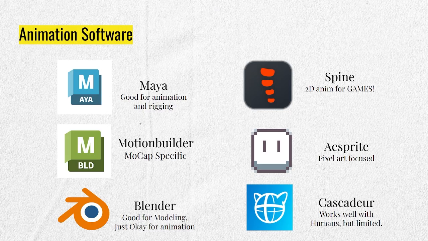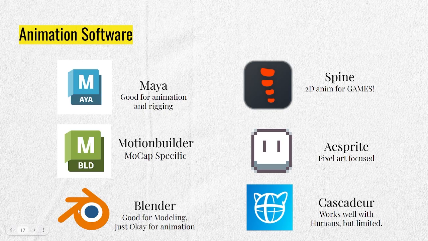Maya, good for animation and rigging. Just good for it. Motion Builder, motion capture specific. You can do some stuff, but it's better for just editing motion capture data.